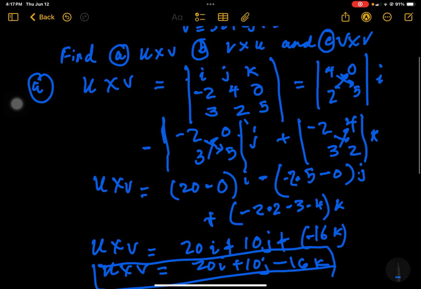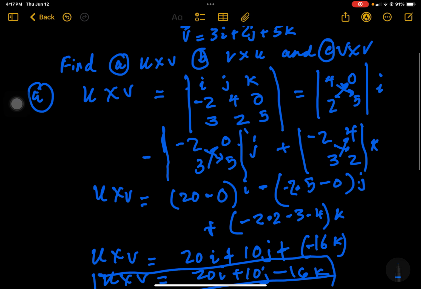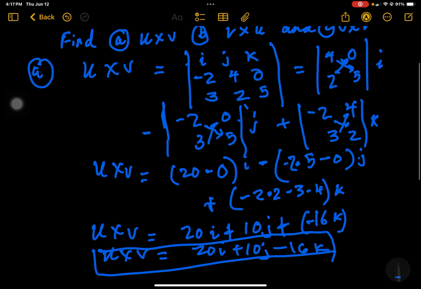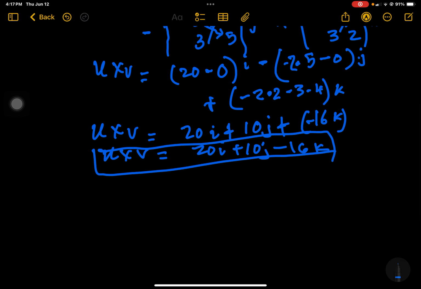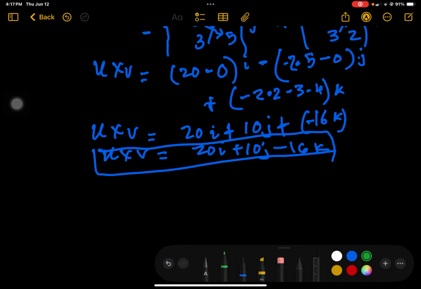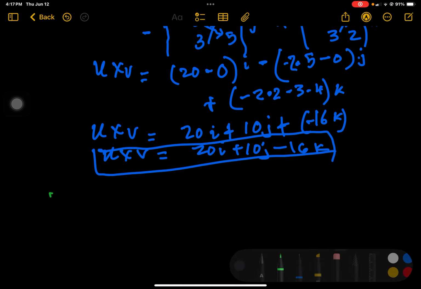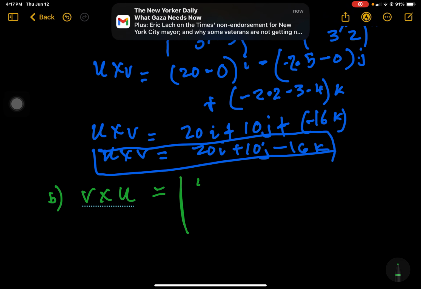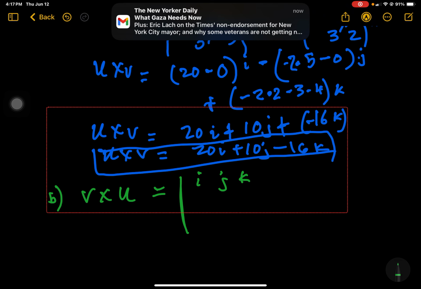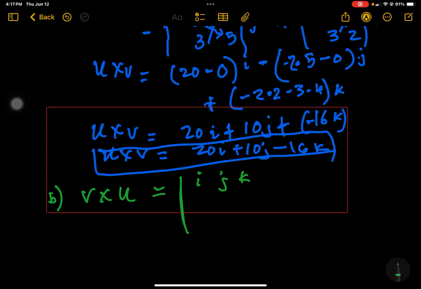The next part is for v cross u. So part B. Let me change the color of the ink. Part B is v cross u. Okay, so again, the determinant i, j and k. Since it is v cross u, first I will write the components of v in the second line.